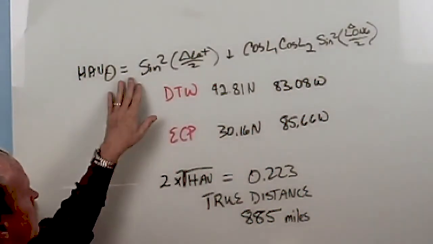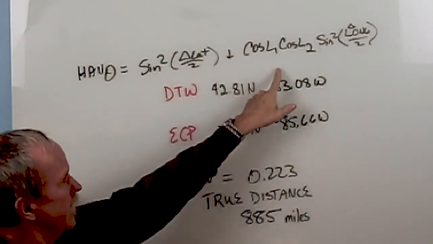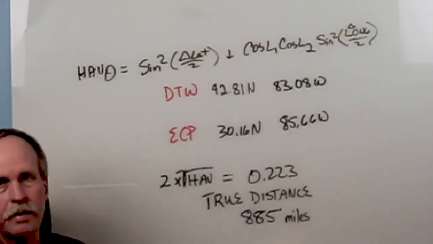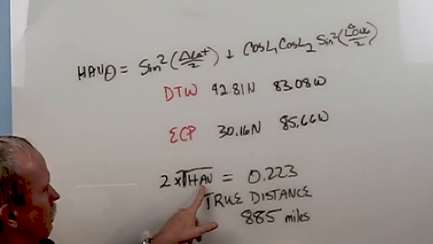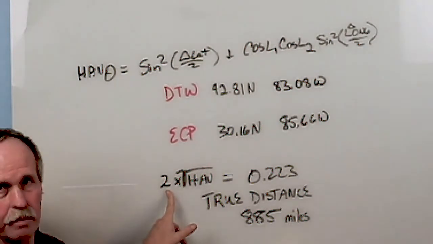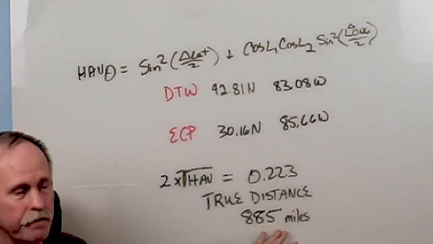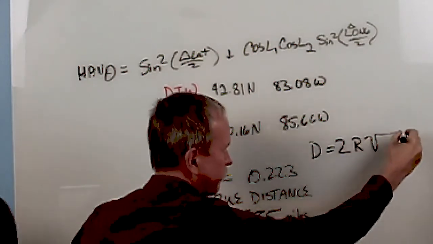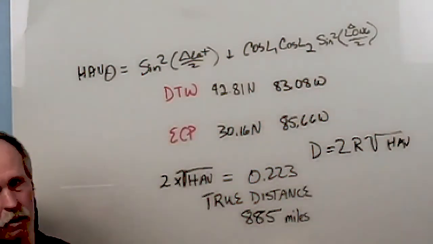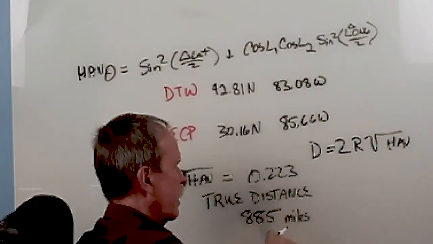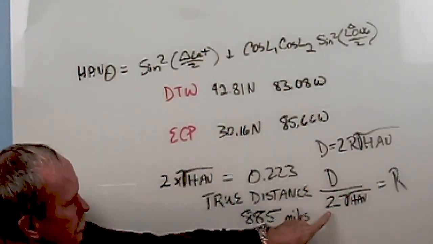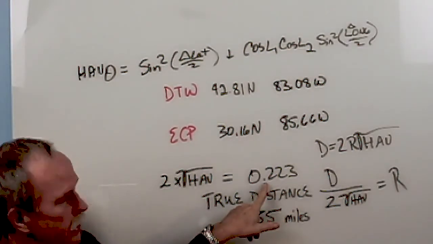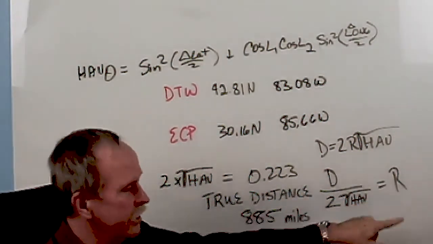Now, as you recall from the haversine formula, there is no mention of radius anywhere in that formula. There's no mention of radius in any of these degrees. There's no radius there. Now, if you calculate the distance by the haversine formula, d will equal 2 times the radius times the square root of the haversine. Rearranging that a little bit and dividing the distance by twice the square root of the haversine, and I've given you the value of this term, which is 0.223, you can find the radius of the Earth.